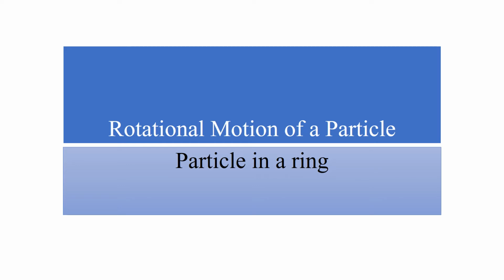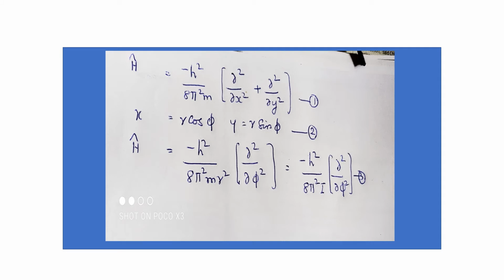In this case, first we deal with the rotational motion of a particle in a plane, that is, the particle in a ring. Particle in a ring. In this case, we are dealing with the Schrödinger equation and the wave functions. Consider a particle of mass m rotating in a circle of radius r in the xy plane.